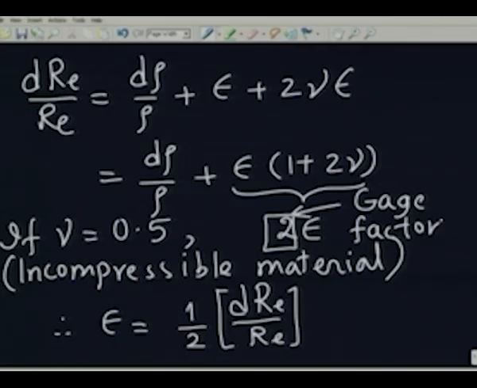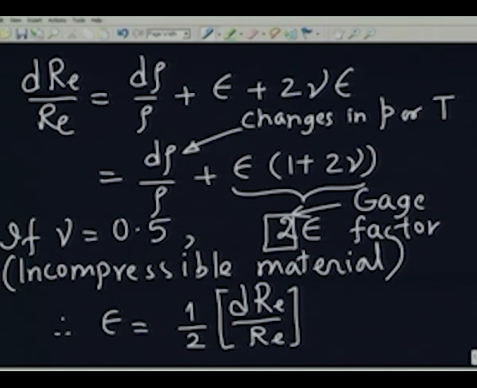And for an incompressible material, the gauge factor happens to be equal to 2. Of course, I have not looked at the d rho by rho yet. D rho by rho, this quantity can be due to changes in pressure or temperature. So, that is why the dummy gauge is going to bring this extra term d rho by rho, because the temperature effect is also there and the pressure effect is also there. Of course, this may be very small in normal practice, and therefore, it may be safe to ignore this.